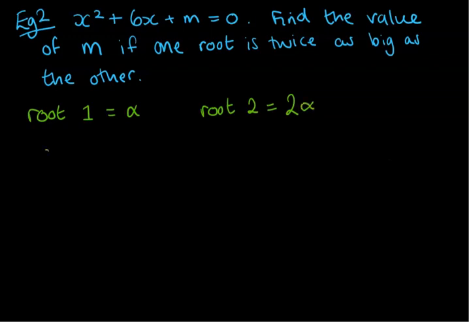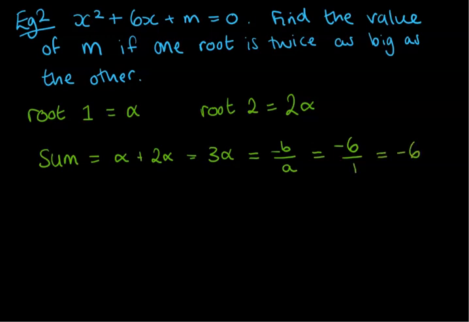Okay, let's start with the sum of those roots. So the sum is equal to alpha plus 2 alpha, which is equal to 3 alpha. And we know it's the same as minus b over a. And minus b in this case is minus 6, and a is 1. So 3 alpha is equal to minus 6. Therefore, alpha must be equal to minus 2. So our first root, being equal to alpha, is minus 2.